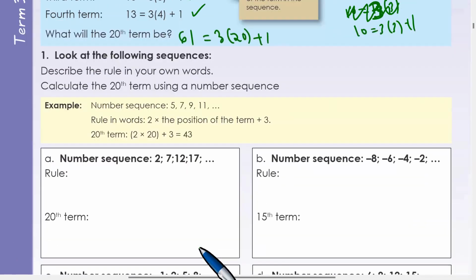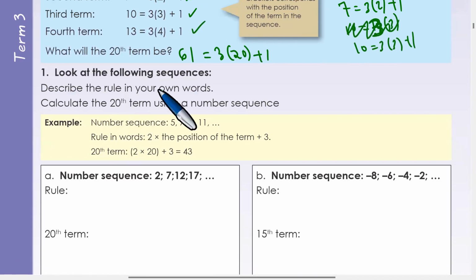Look at the following sequences, for example. Describe the rule in your own words. Calculate the 20th term using a number sequence, like the number sequence 5, 7, 9, 11. Rule in words: 2 times the position of the term plus 3. The 20th term is 2 times 20 plus 3, which is 43. That becomes the rule in words, and then you write the 20th term, which is 2 times 20 plus 3, which becomes 43.